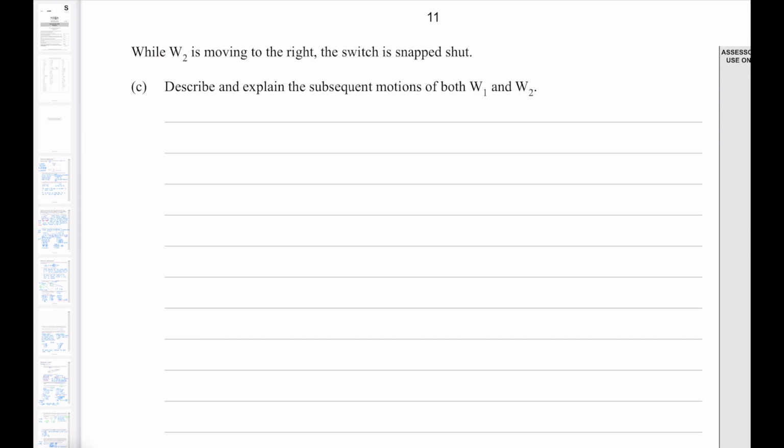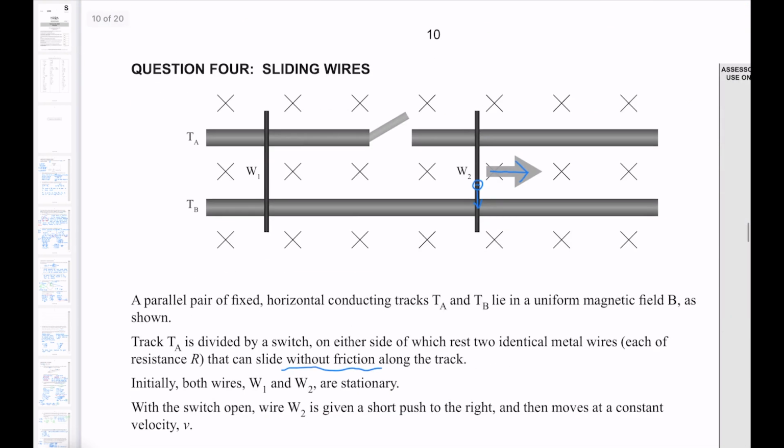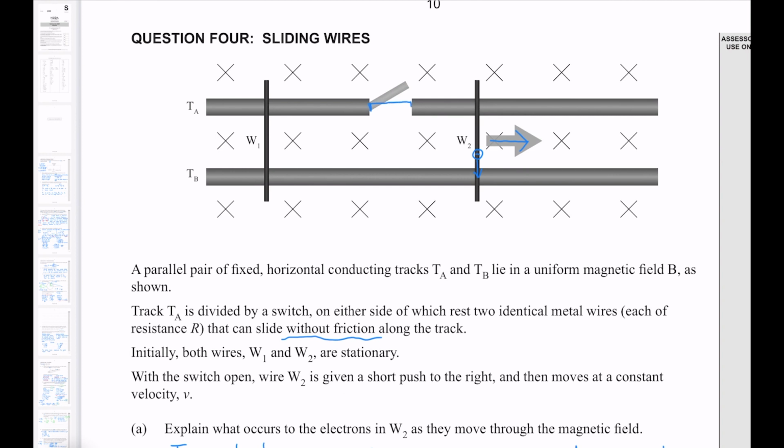So this leads to a very interesting scenario. If this switch here is indeed snapped shut, the motion of W2 results in a current flowing in this circuit. Now, since we have a current flowing in this wire, if we apply our right-hand rule, we put our thumb in the direction of the current, our fingers in the direction of the field, then we see that our wire is going to experience a force to the right, meaning that it's going to accelerate.